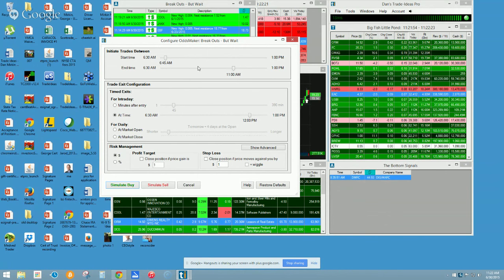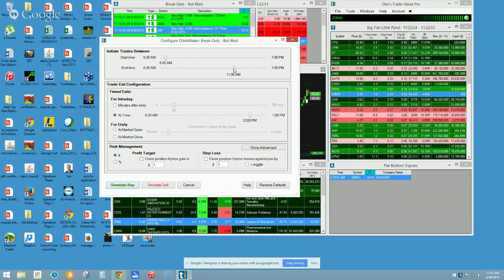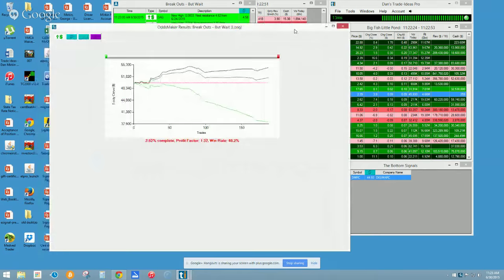Basically, I say, I'm going to buy this alert, hypothetically. I'm going to start 15 minutes after the market opens, just to let things calm down and not get swept away by volatility. I'm going to initiate trades from the first 15 minutes until 11 a.m., which is 2 hours before the close. But I don't want to hold overnight, so I'm going to get out an hour before the close. So my last trade would be an hour long. I'm not going to use any risk right now. I'm just trying to see what's going on, and I'm going to hit simulate buy. So this is the magic, boys and girls.